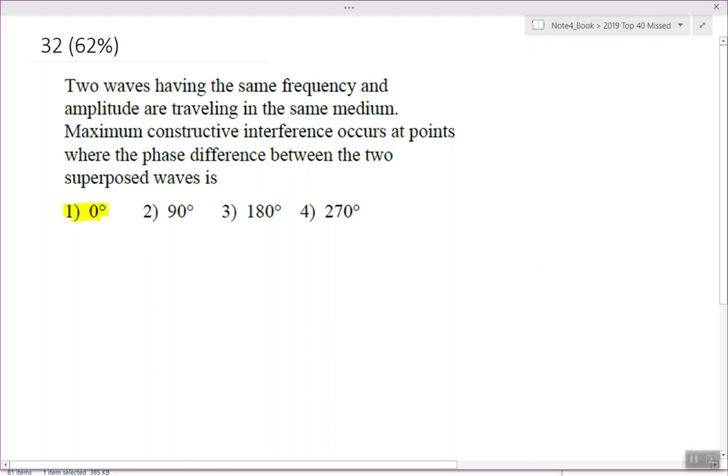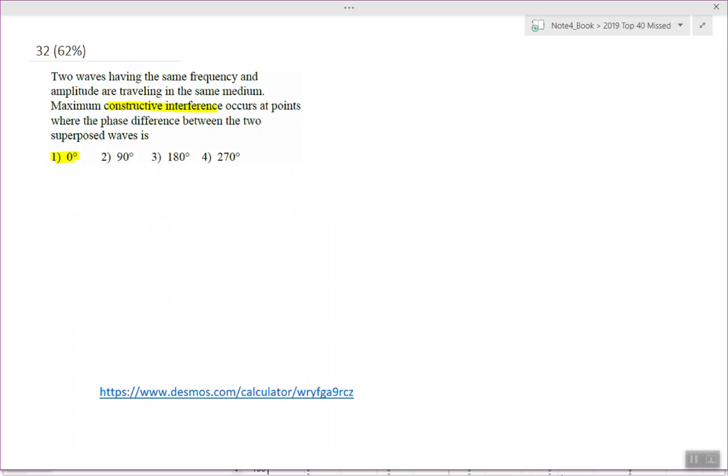0 degrees. So superposition is the adding together of the waves. Constructive interference occurs when two waves line up pretty well. Now, as far as degrees, a whole wavelength out of phase would be 360 degrees, 90 degrees is a quarter, 180 is a half, etc.